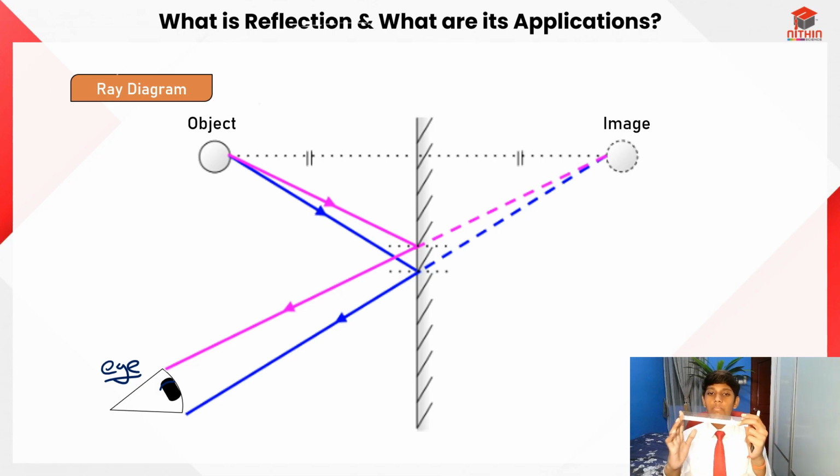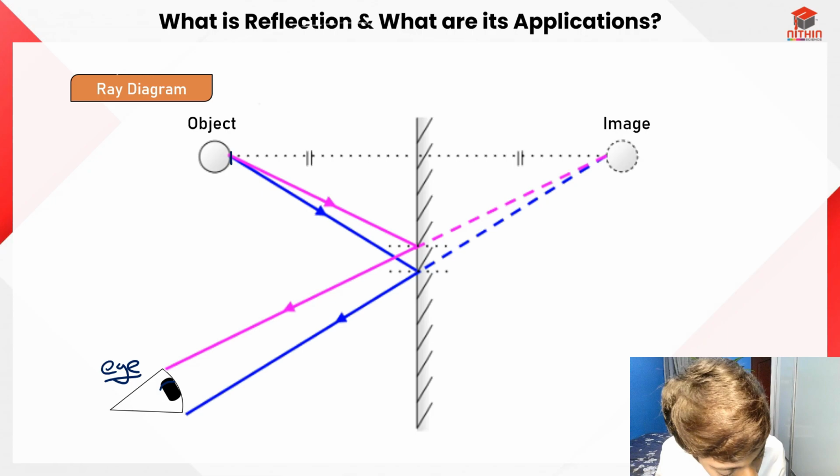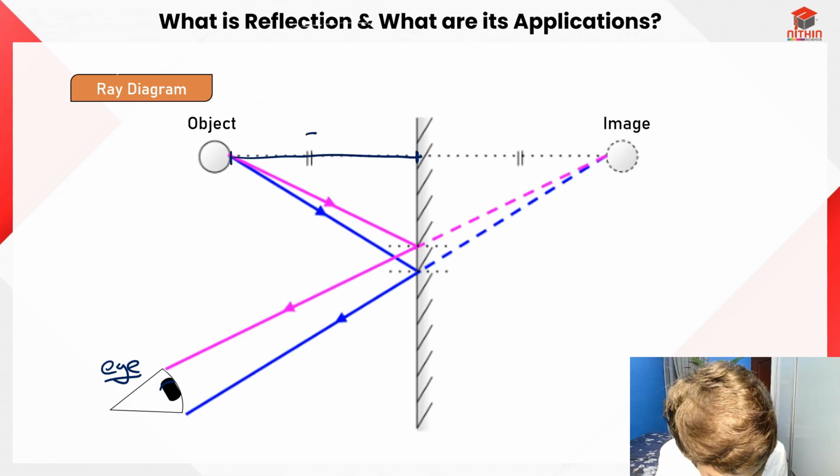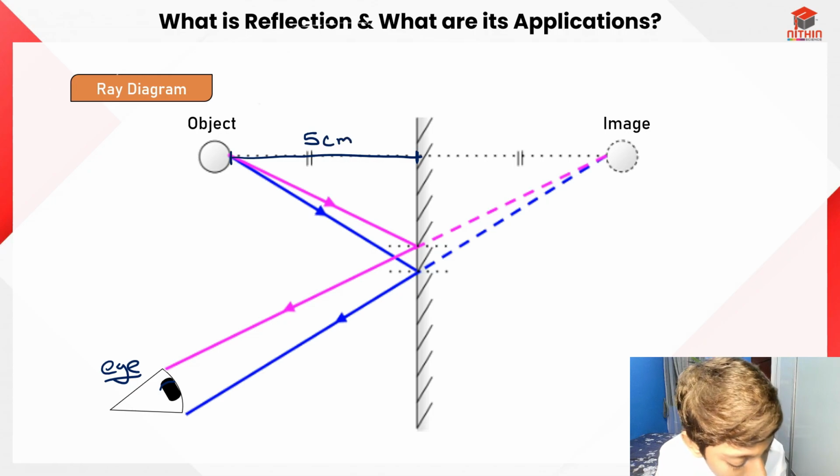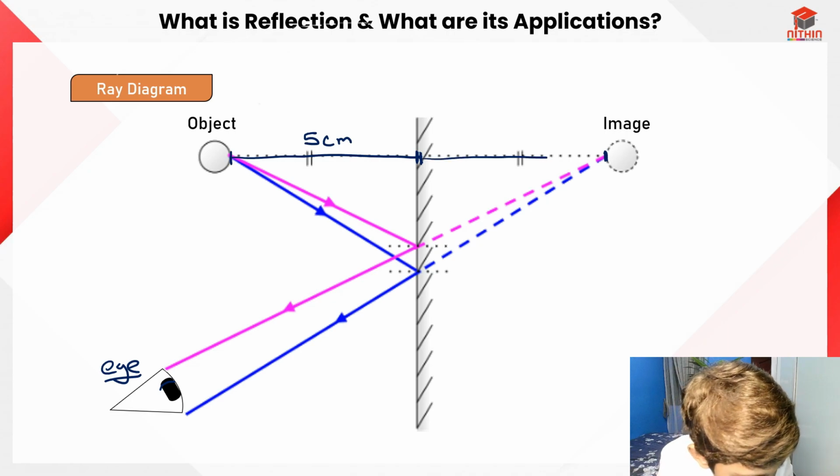From this ball to the plane mirror is about 5 cm, and it's supposed to be 5 cm on the other side as well. So from this plane mirror to this ball is 5 cm as well. Let me give you an example. From this point over here to this point is 5 cm, and from this point over here to this point over here is also 5 cm.